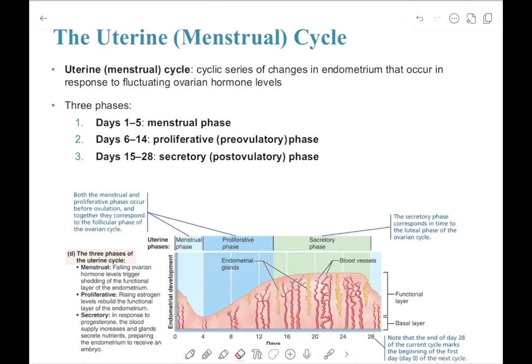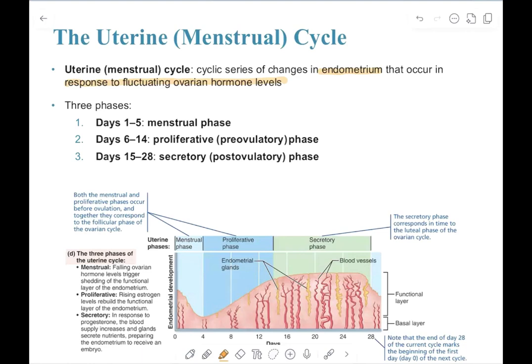This video is going to review the uterine or menstrual cycle, and then we're also going to talk about all four of the various graphs and superimpose them on each other. So, the uterine or menstrual cycle is cyclic changes that occur in the endometrium in response to fluctuating ovarian hormone levels, the estrogens and the progesterones.